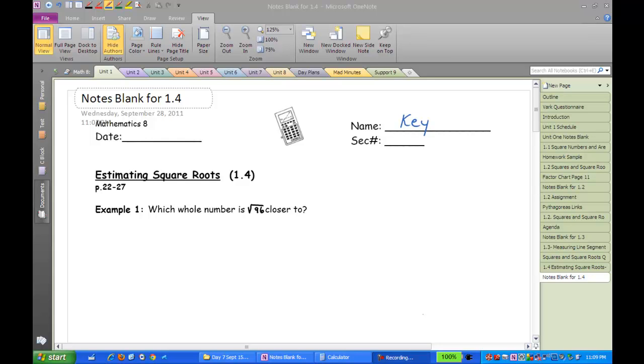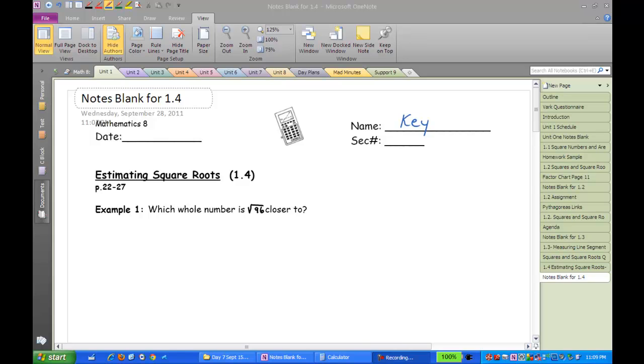Hey, these are the notes for the 1.4 section in our text, and it's on estimating square roots. It deals with pages 22 to 27. So when we're looking for square roots, we don't necessarily always deal in perfect squares. And we have this example: which whole number is the square root of 96 closer to?